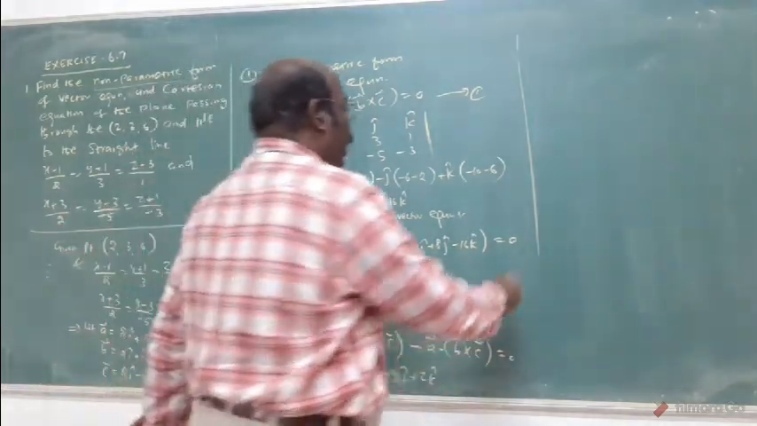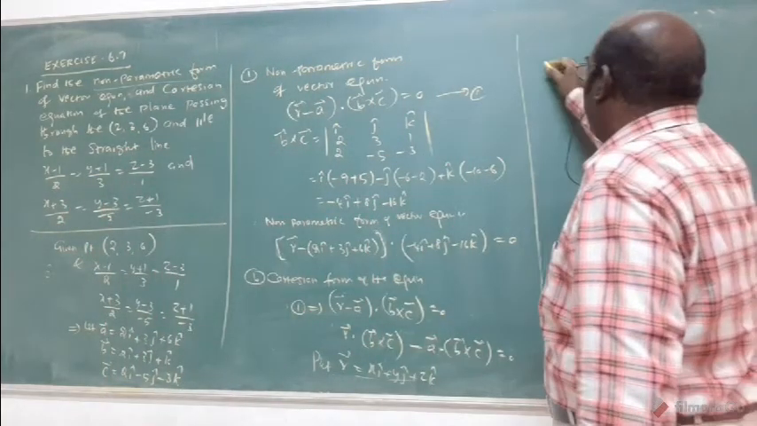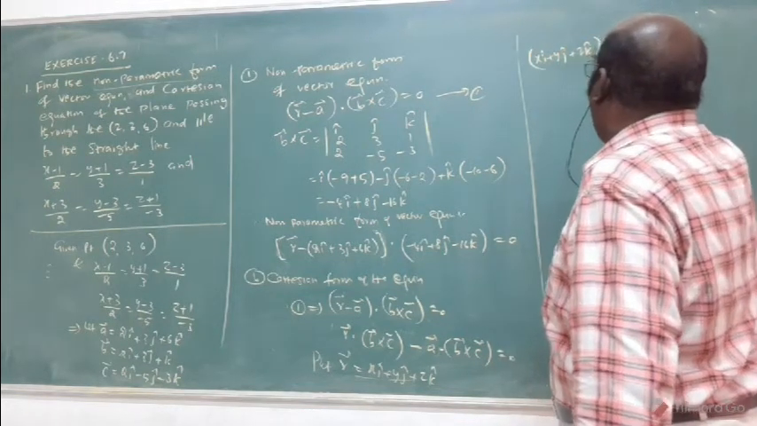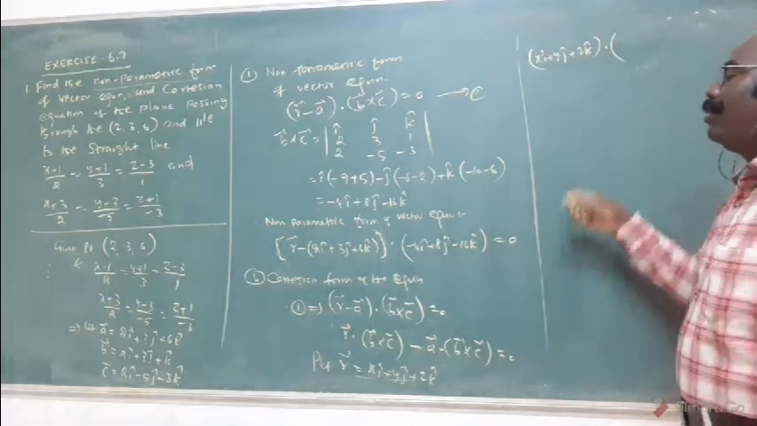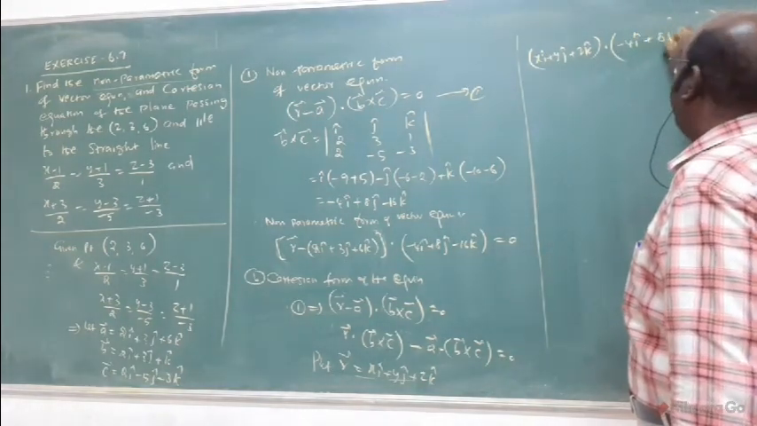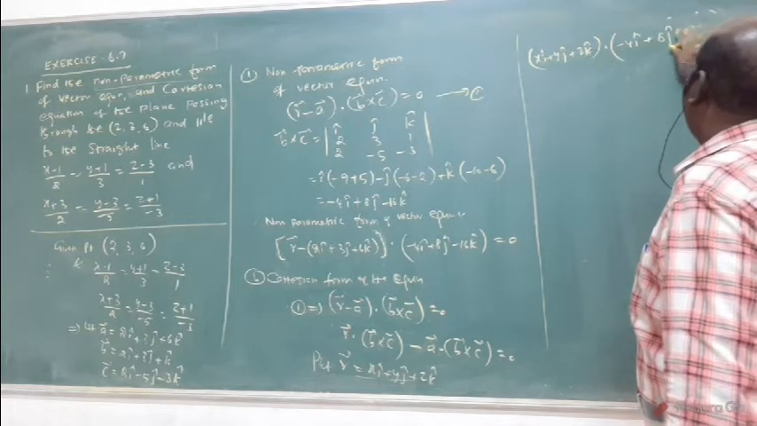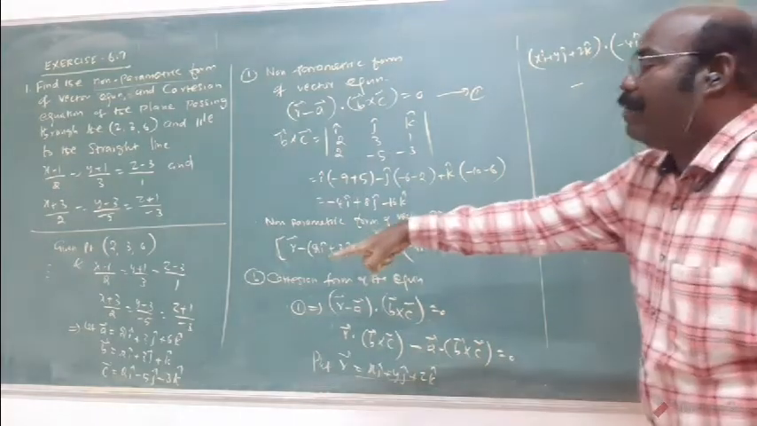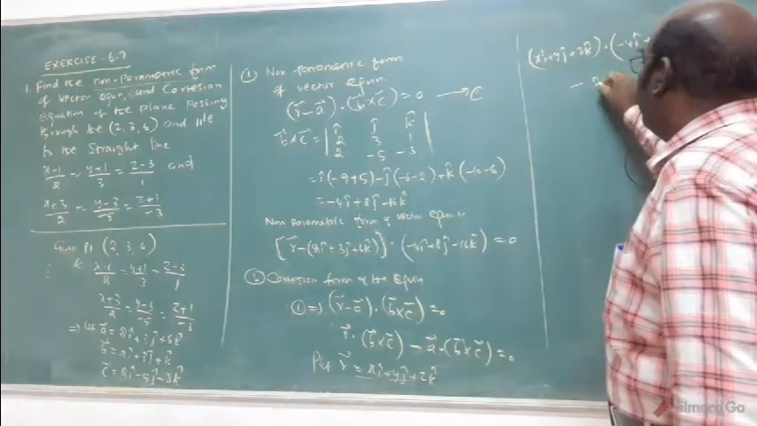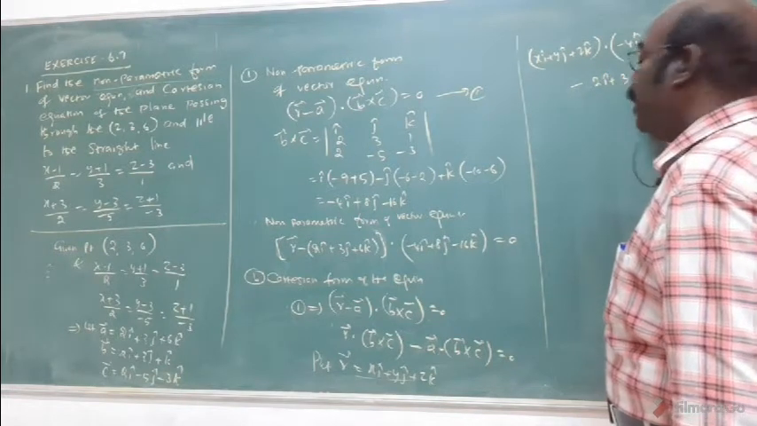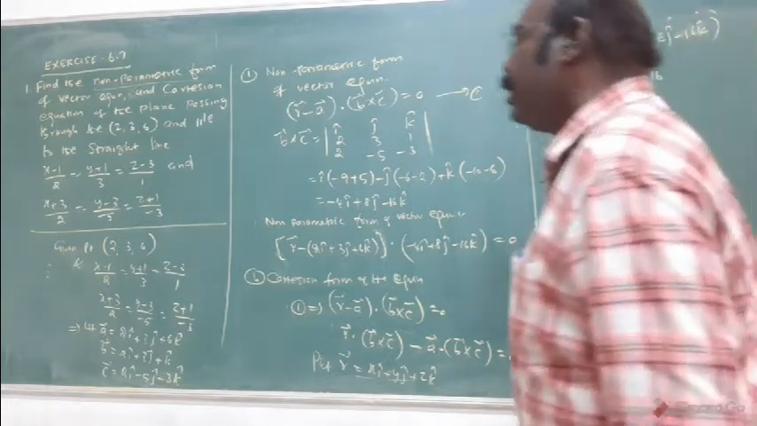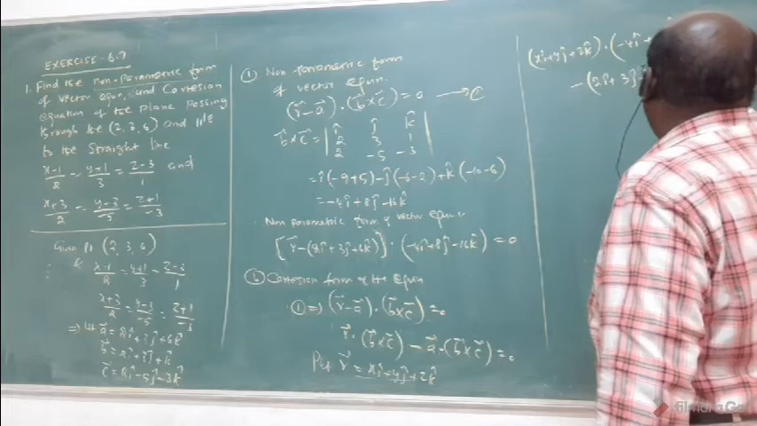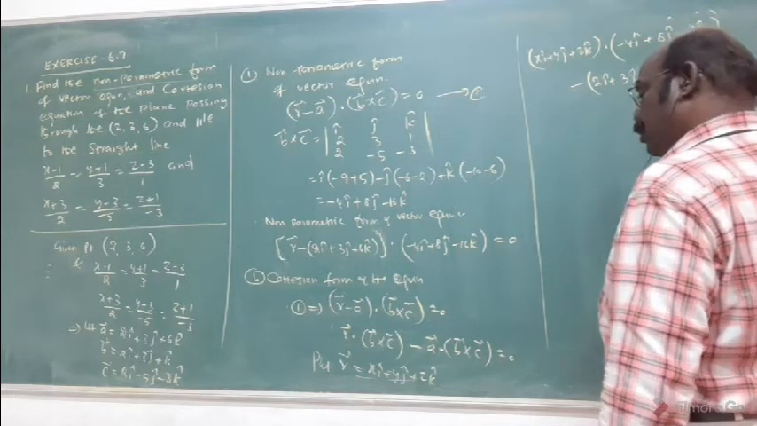Am I right? Now the first term is r dot (b cross c): x i cap plus y j cap plus z k cap dot the b cross c already found, minus 4i cap plus 8j cap minus 16k cap. Then minus a, and a is the given point, 2i cap plus 3j cap plus 6k cap, dot the same b cross c. Okay?